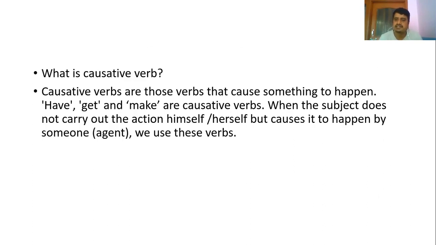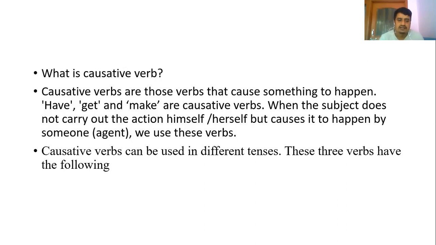As I have already mentioned, in our examination practices, generally the questions are prepared based on these three words, which are known as causative verbs: have, get, and make. When the subject does not carry out the action himself or herself, but causes it to happen by someone or an agent, we use these verbs. Causative verbs can be used in different tenses. These three verbs have the following sentence structure.